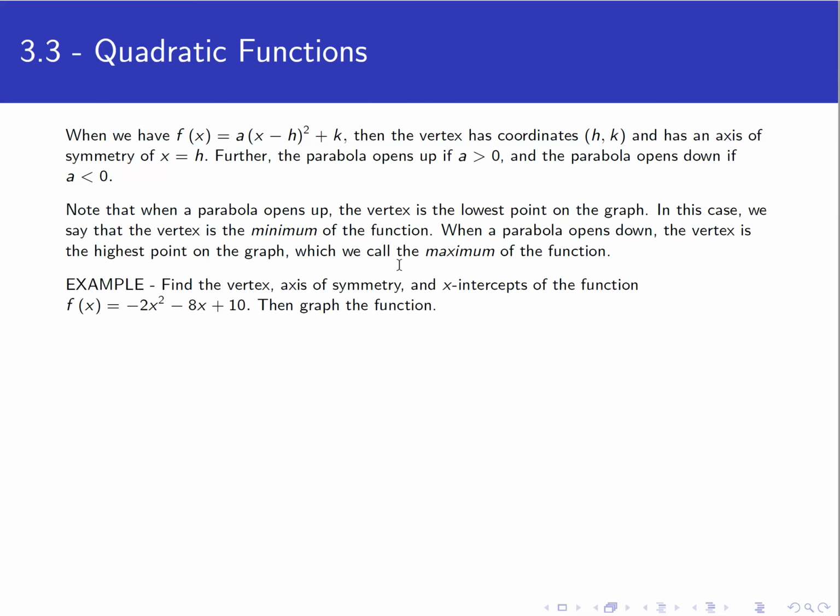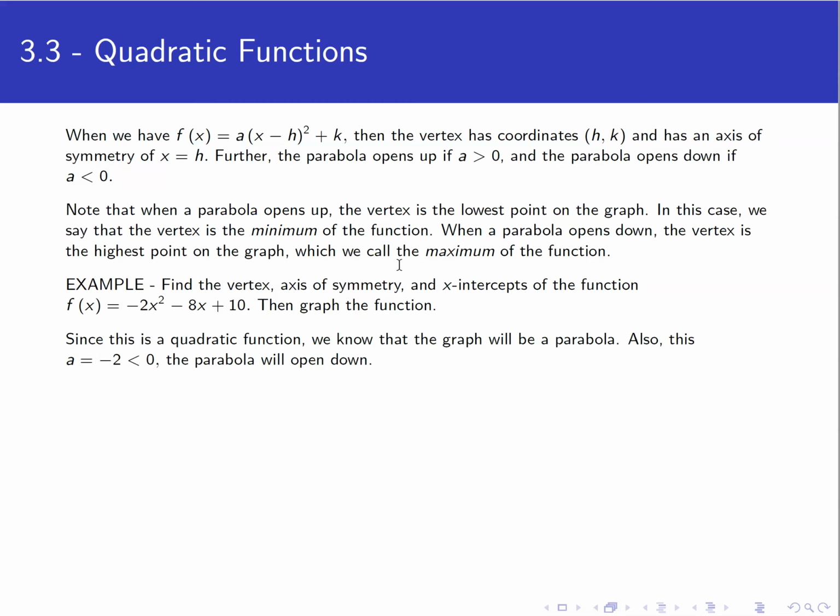Let's find the vertex, axis of symmetry, and x-intercepts of this function. f(x) is equal to negative 2x squared minus 8x plus 10, and then let's graph it. All right, this is quadratic, certainly, because we've got an x squared term. The a here is not 0, it's negative 2. So it'll certainly be a parabola, and since a is negative 2, which means a is less than 0, this parabola will open downward.